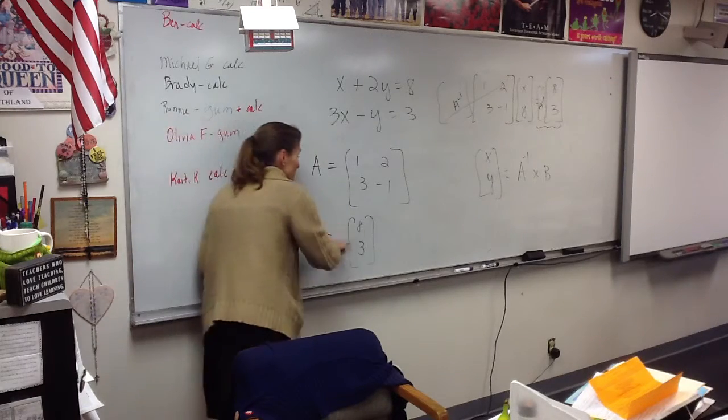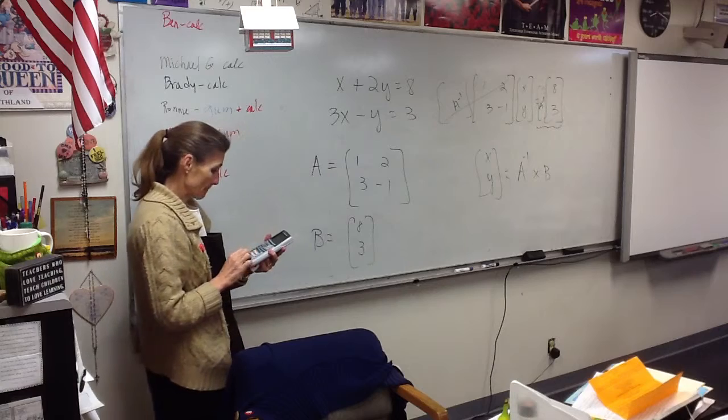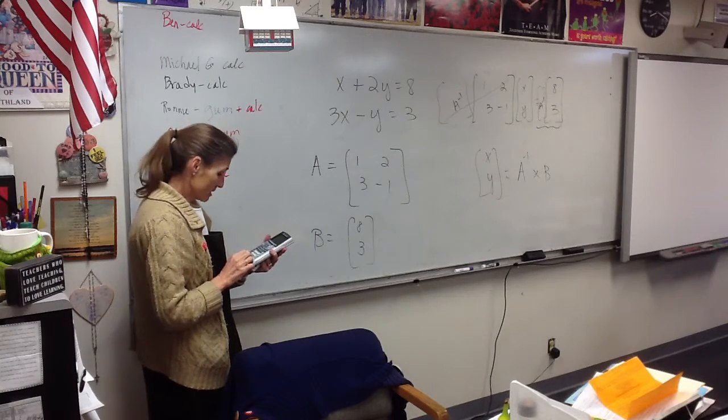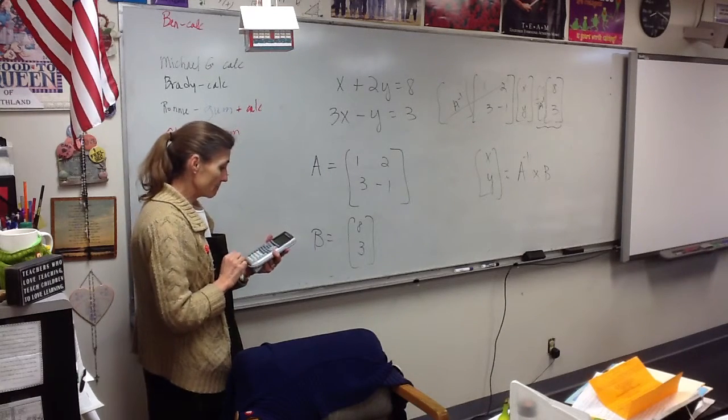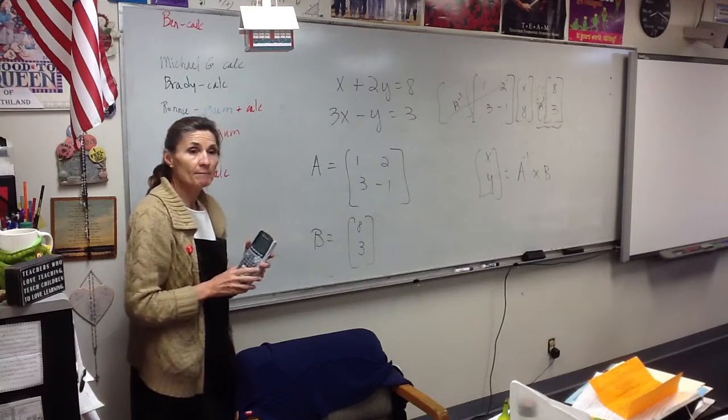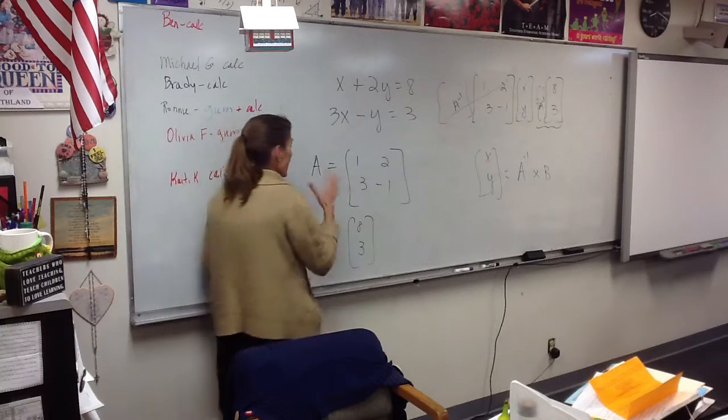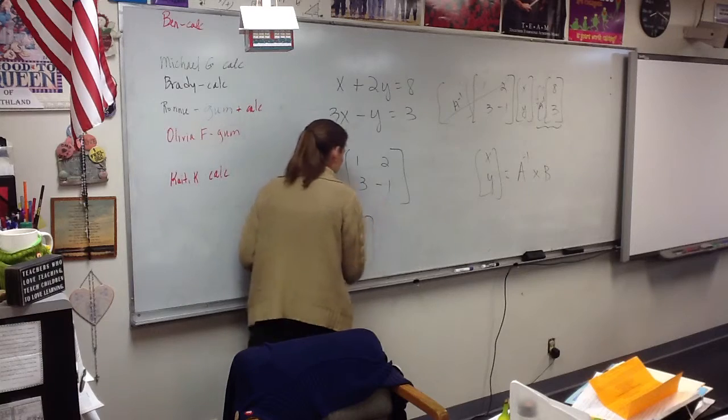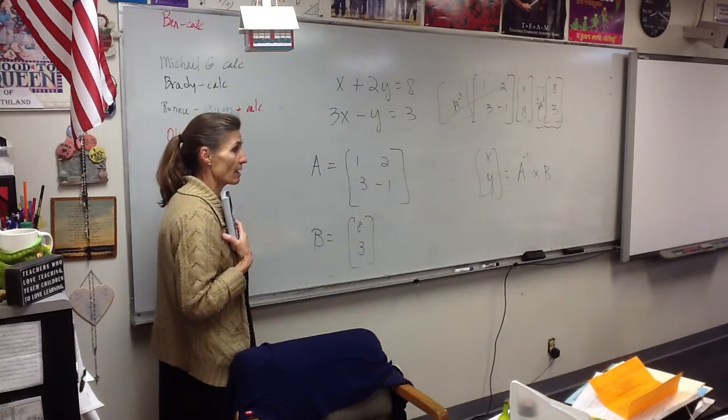What are the dimensions of this matrix? 2 by 1. So I put in 8 and 3. And then second quit again. So I have entered matrix A and matrix B, and they're in my calculator now.